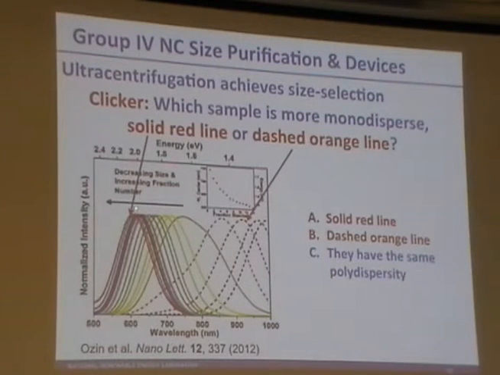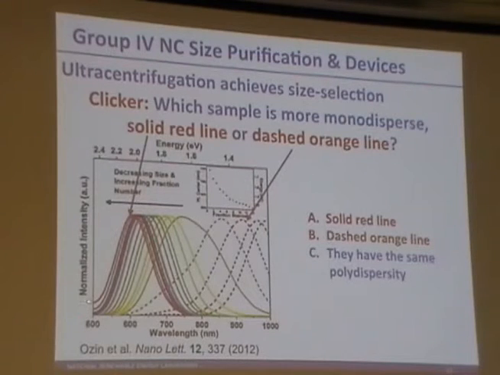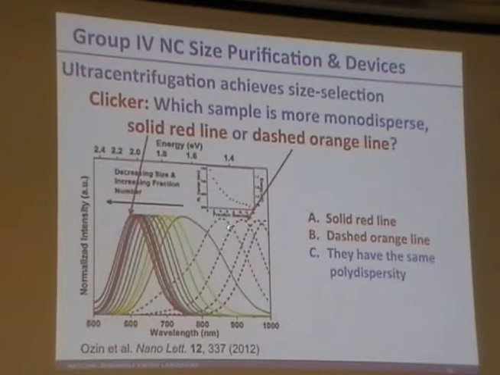On the far left is a solid red line here. It's the far left spectrum. And then you can see this dashed orange line here. Which of those, let me start the chart here, which of those do you all think comes from the most monodispersed sample? Is it the red line, the dashed orange line? Or they're probably about the same. And how would we know?